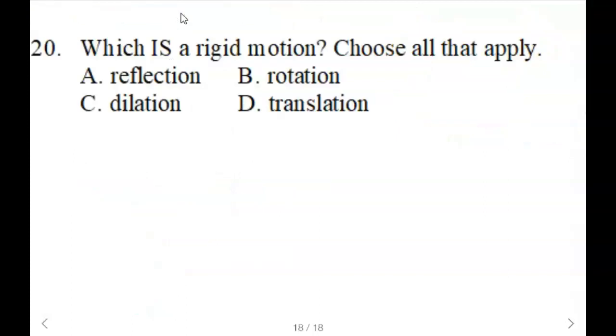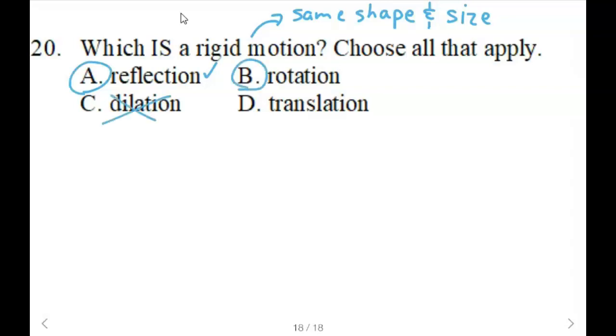Which of these is a rigid motion? Rigid motions keep the same shape and size as the original. So a reflection does that, rotation does that, dilation does not. Dilation will be an enlargement or a reduction. It's going to cause it to get either bigger or smaller. Translation, when I shift it right or left, up or down, or a combination of those, it keeps the same shape and size.